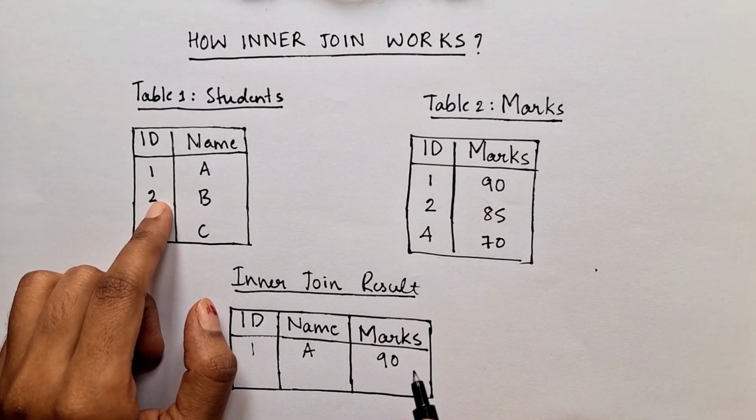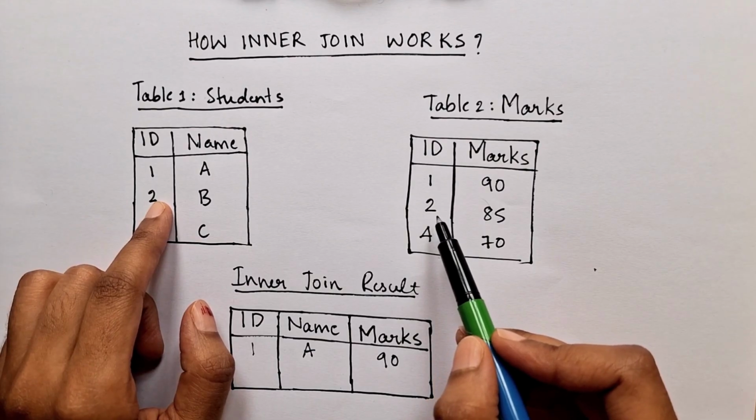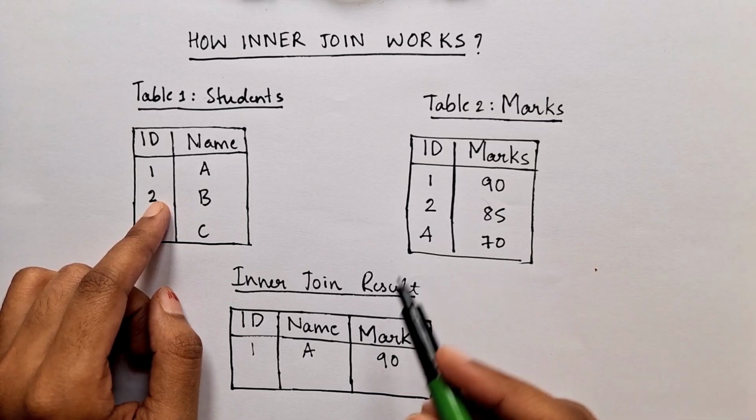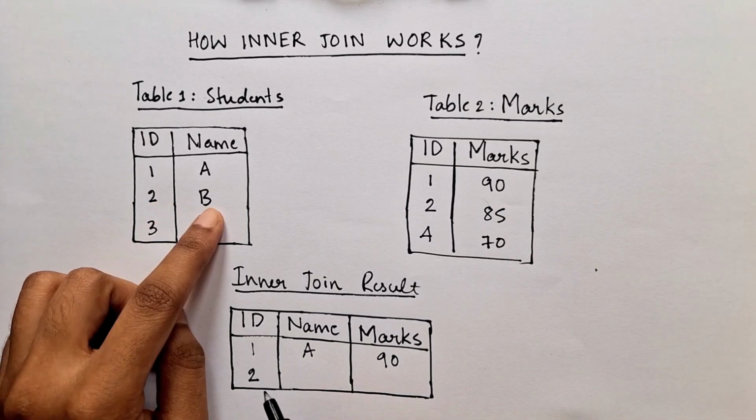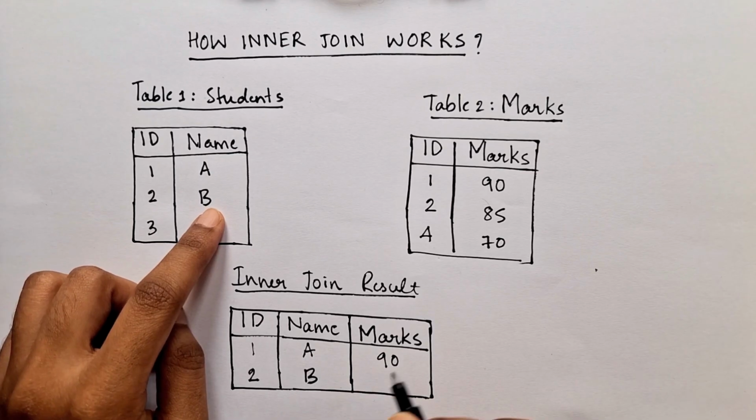Next is ID 2, which is also present in marks table. So this is also a match and it will be included in the result. So I'll write ID is 2, its name is B and its marks is 85.